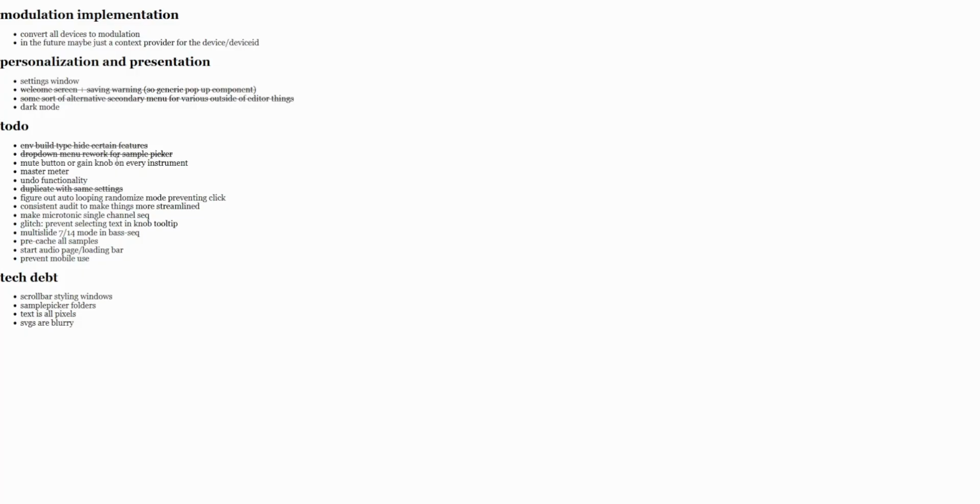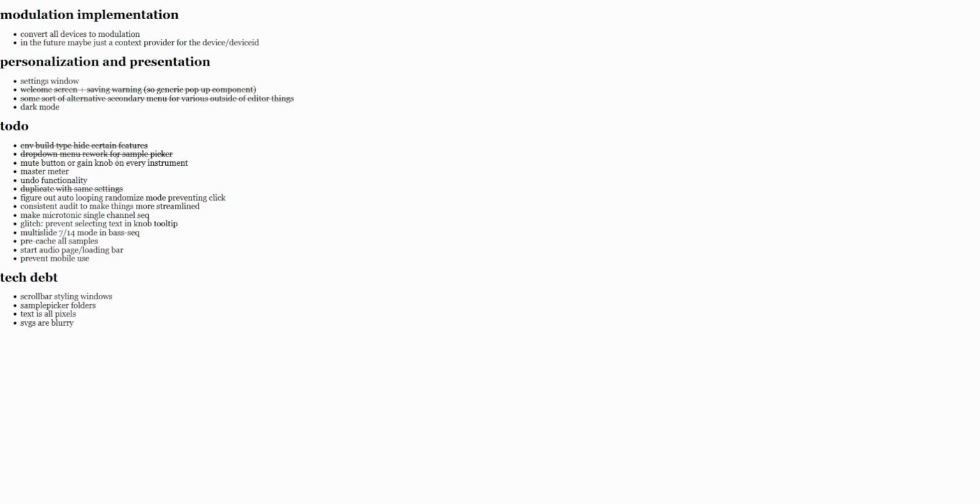Mute button or gain knob on every instrument. I'm wondering what the best way to do this is. Should it be a gain knob or should it be an on-off switch? Because one thing I'm thinking is an on-off switch could be good for... And I guess another question is, should this go on all devices or just instruments because they generate sound, or should effects have this too as a bypass? Hmm.